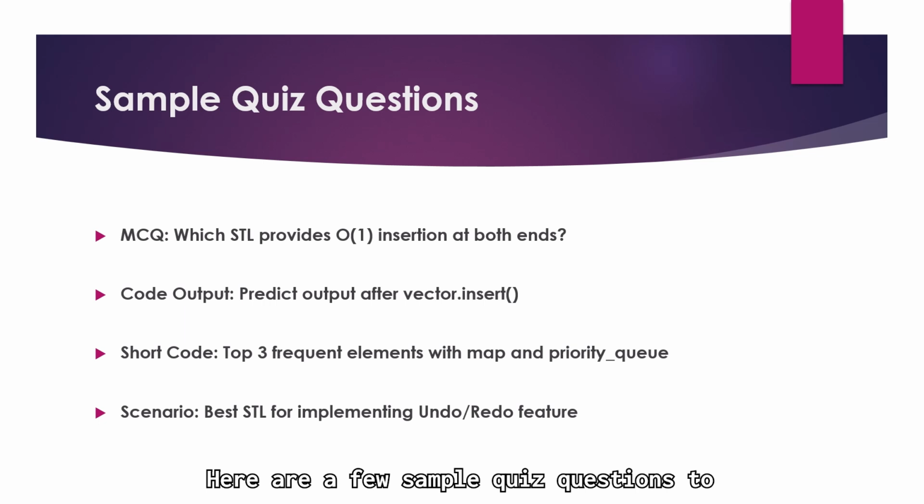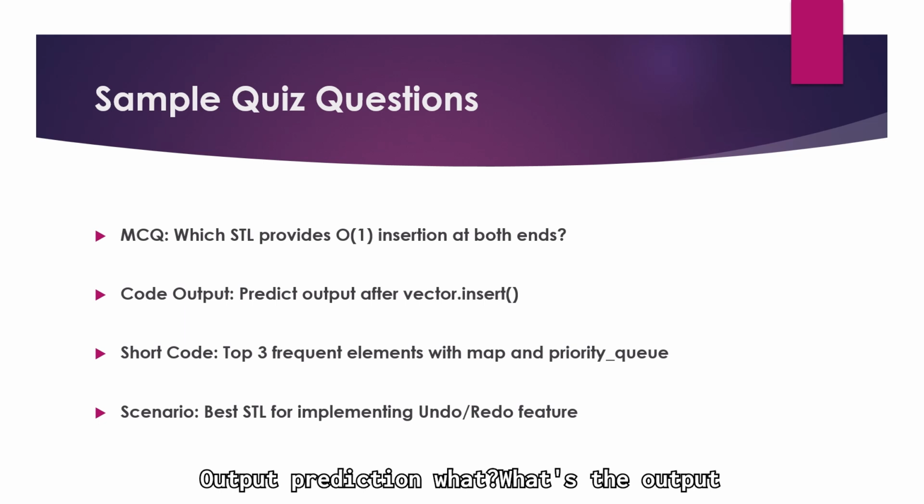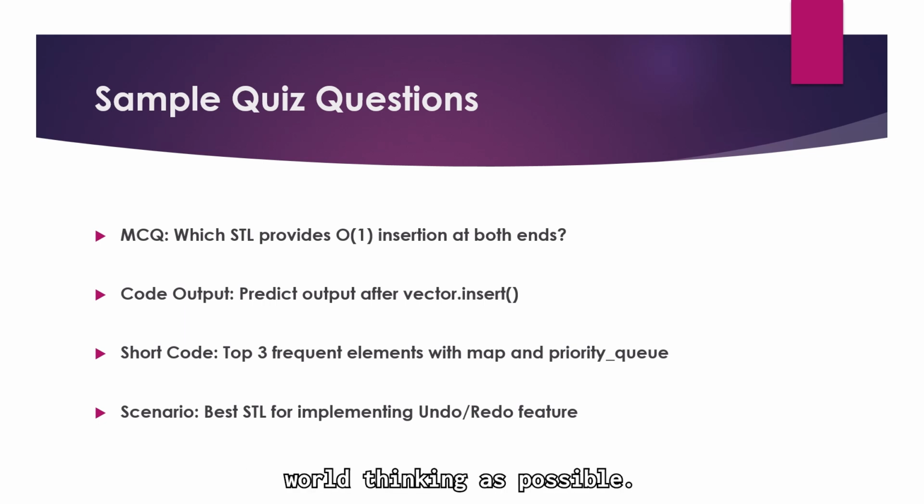Here are a few sample quiz questions to give you a feel. MCQ: which STL container offers constant time insertion at both ends but not in the middle? Output prediction: what's the output of a vector after calling insert v.begin() + 2, 5 on a vector of size 4? Syntax fill: fill in the blanks to erase all elements greater than 10 from a multiset. Coding task: write a function that returns the top 3 frequent elements using a map and priority queue. Scenario: you are building an undo redo system. Which STL container would you choose and why? These questions are as close to real world thinking as possible.